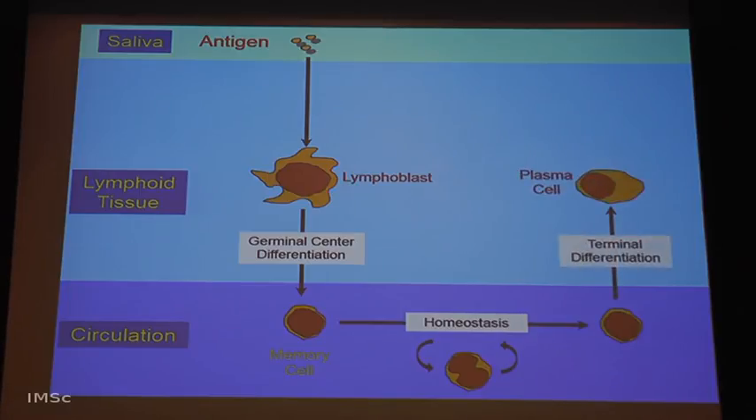And then you have a terminal differentiation in which those memory cells become plasma cells, and plasma cells are nothing but a factory of antibodies that are specific for this antigen, and they start producing the antibody, which then tries to regulate the antigen. So this is what B cells normally do. Let's see what EBV does.